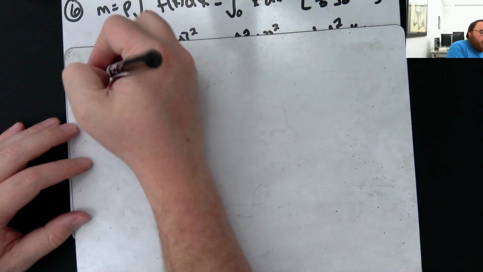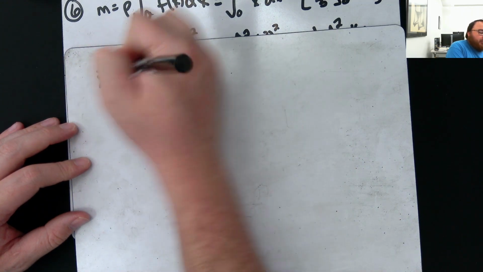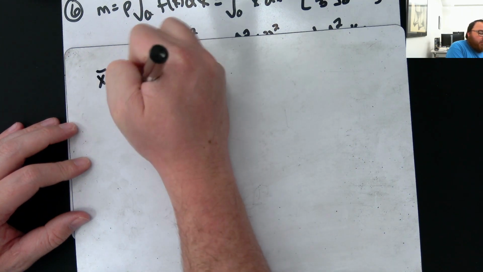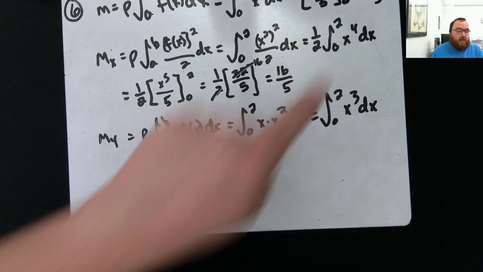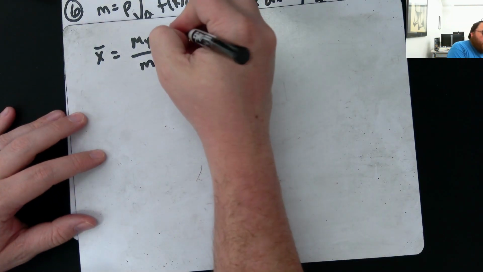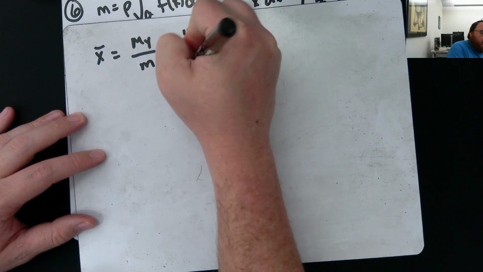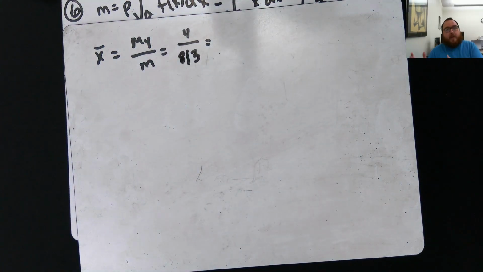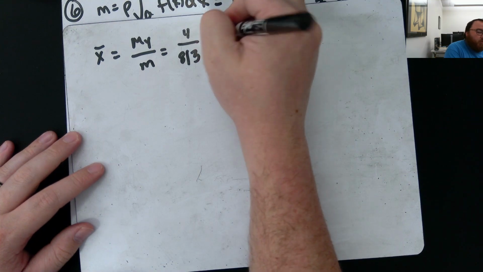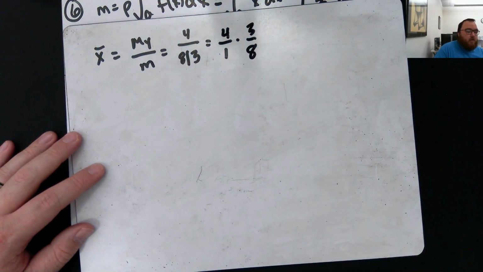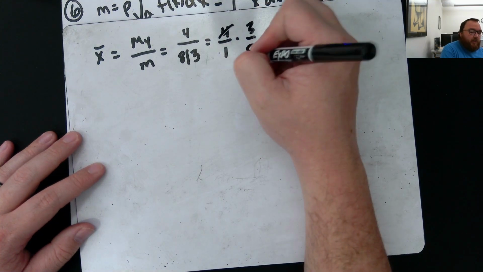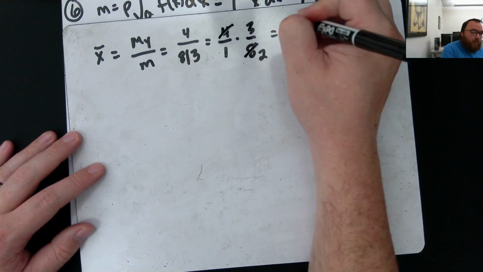So remember, centroid for x is going to be the moment about y over my total mass. My moment about y we just said was 4. My total mass is 8/3. So 4 over 8/3. Remember, keep, change, flip. 4 is like 4 over 1 times 3 over 8. 4 over 8 cancel out to give me a 2 down here. So I get 3 halves.